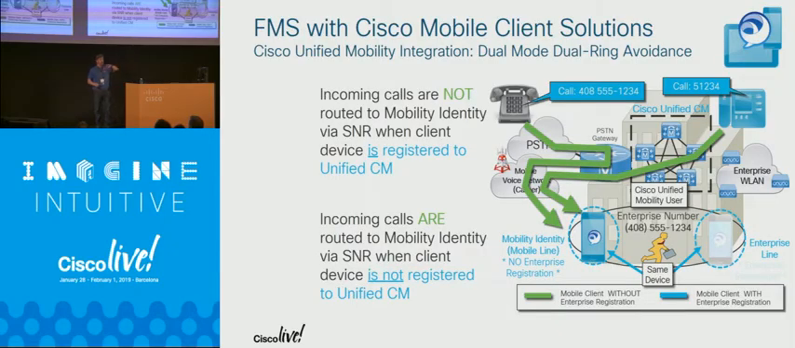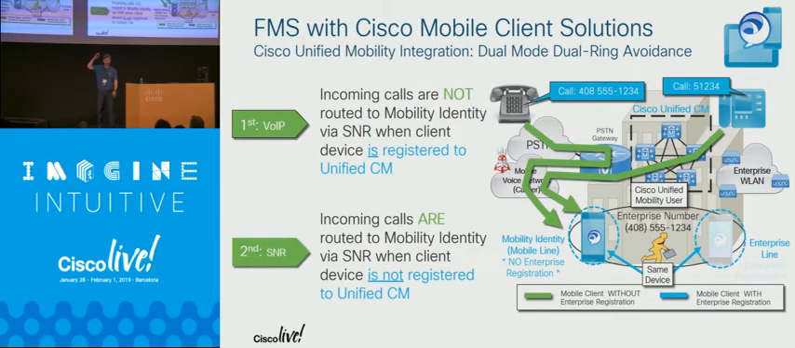The way this dual ring avoidance works is whenever a Jabber device is configured with that mobility identity, we always first check to see if the device is available via voice over IP, by the IP path, and if it's not, only then do we extend the call via single number reach out to the cellular interface. The idea, of course, is to prevent that dual ring. So check and see, is Jabber registered? It's not registered. Okay, now I'm going to ring out to the cellular interface. If it is registered, then I don't need to bother ringing out to the cellular interface. So that's the dual ring avoidance, and that's why that mobility identity is so important.